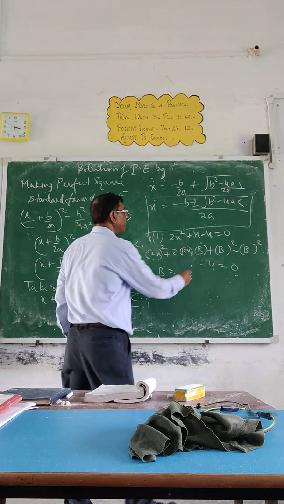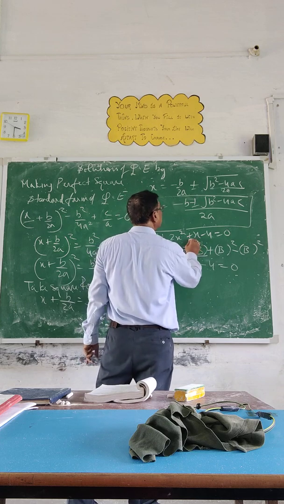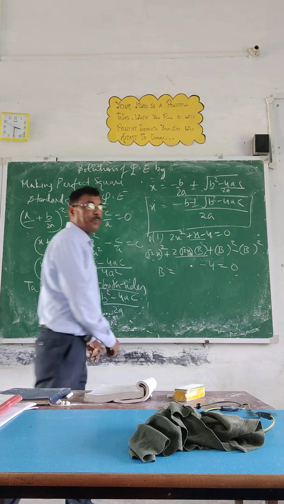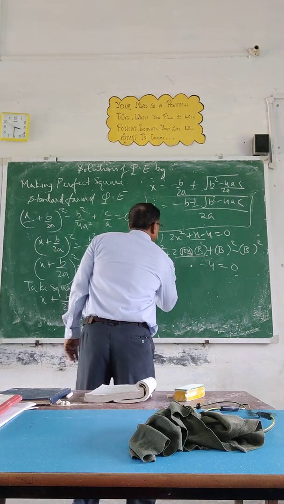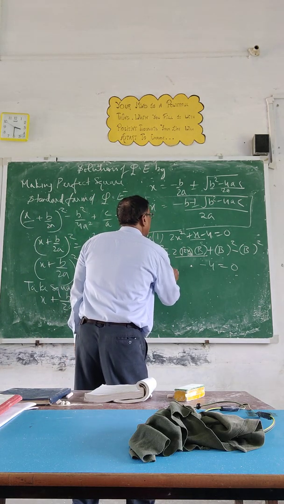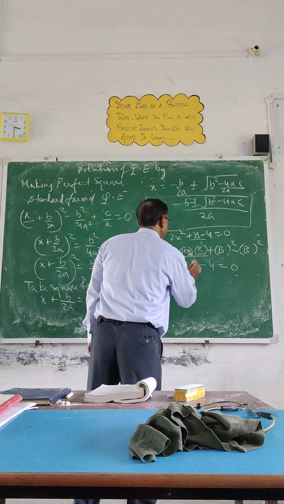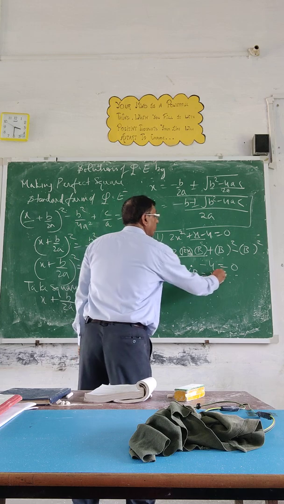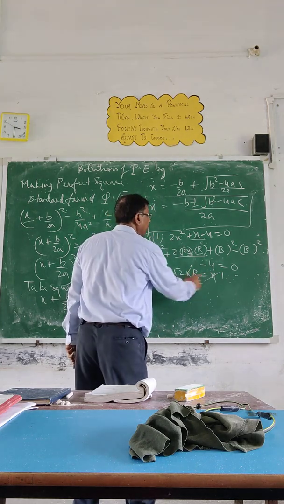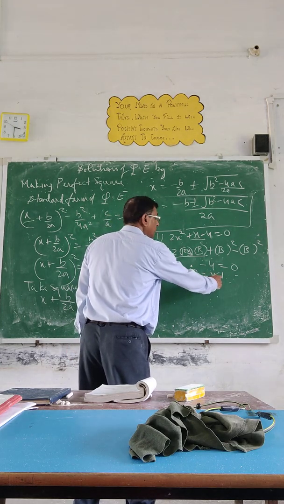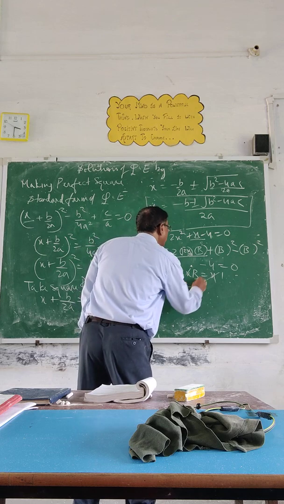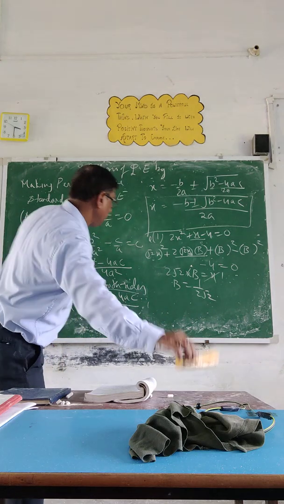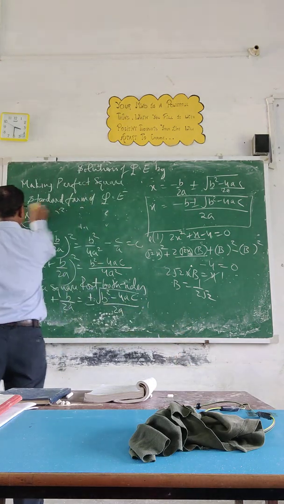Can you see? Compare this term and this term. You can see the coefficient of x. It is x. So compare both. What will you get? You will get 2 root 2 x b equal to x. x cancelled out. Now you get 1 here because x divided by x is 1. So now shift: b is equal to what? 1 upon 2 root 2. Okay? So now we will put this value.